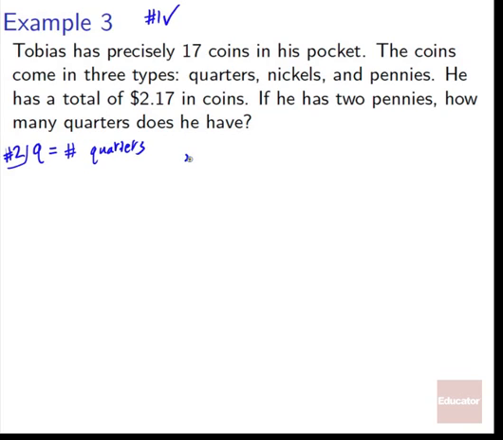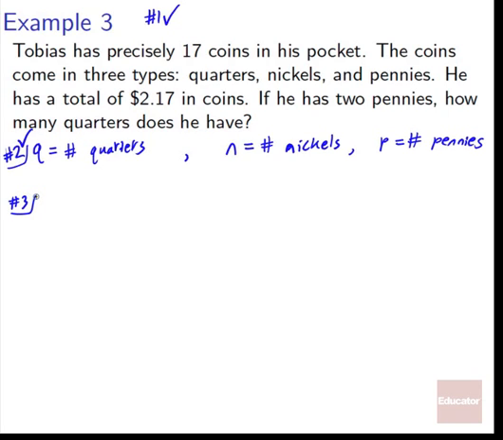Well, we'll probably also want to know how many nickels and how many pennies he has, because they're connected to the other pieces of information right here. N equals number of nickels, and finally P equals number of pennies. Those little reminders help us understand what's going on as we work through. Now number three, how can we connect these ideas together?